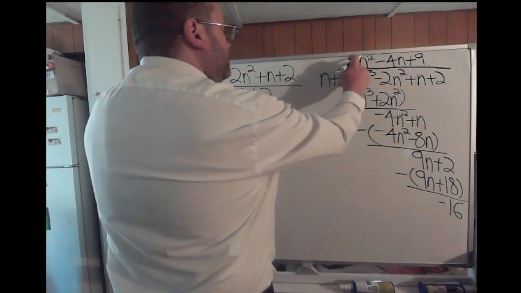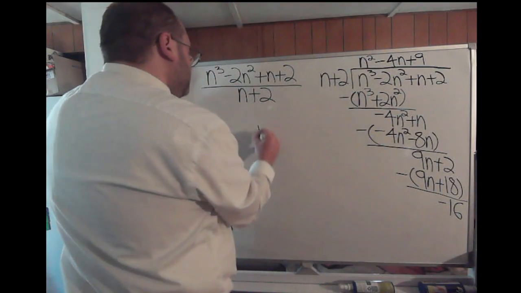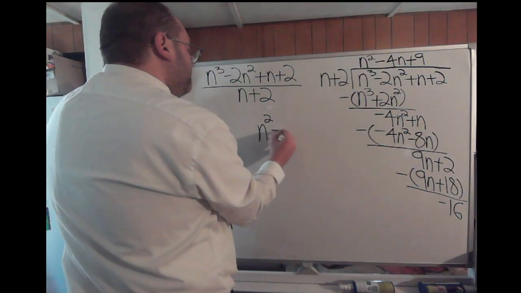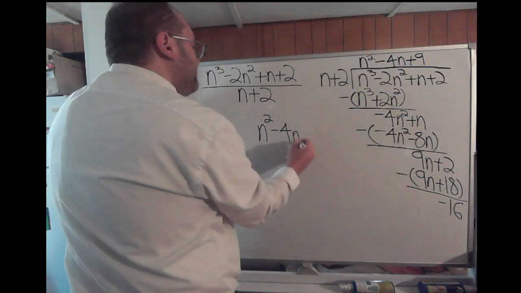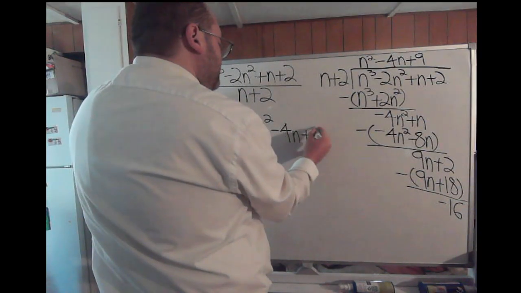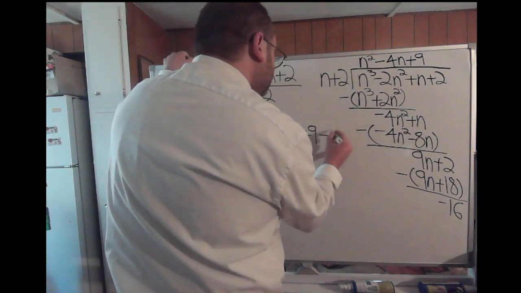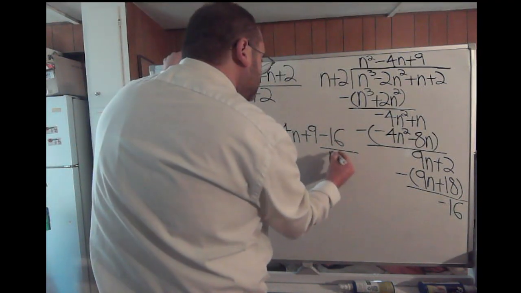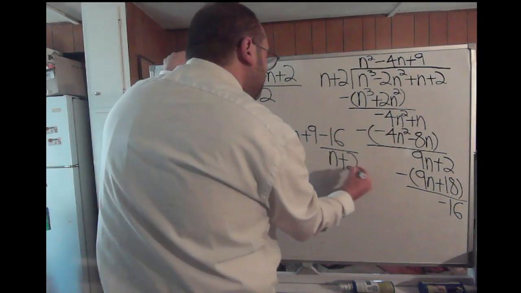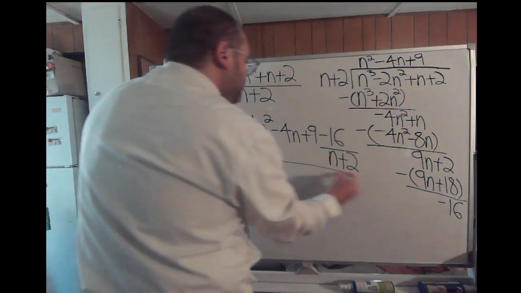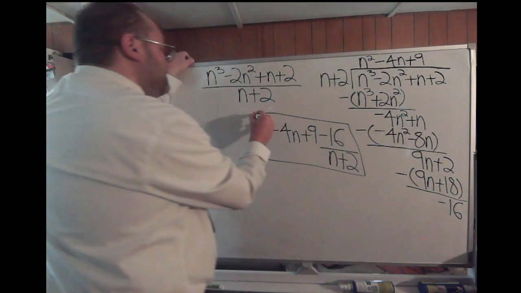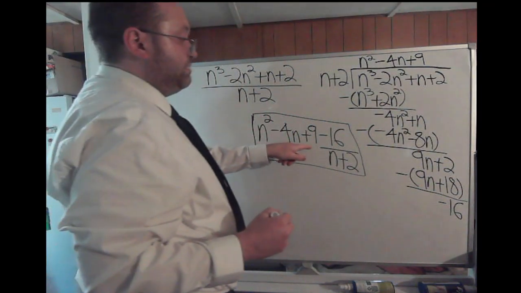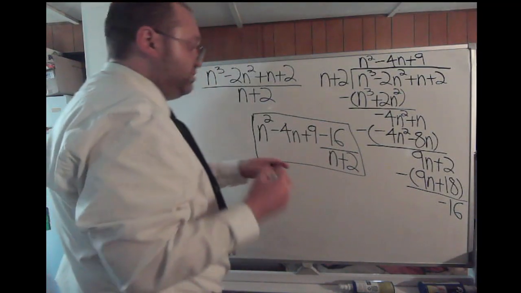So you'll take your quotient, what you got, you would write n squared minus 4n plus 9 minus your 16 all over that divisor of n plus 2. And that would be the answer you would get for this: n squared minus 4n plus 9 minus 16 all over n plus 2.